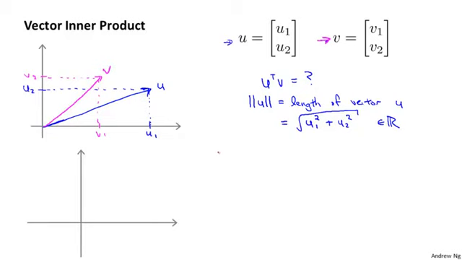Let's go back and look at how to compute the inner product between u and v. Here's how you can do it. We're going to take the vector v and project it down onto the vector u. So I'm going to take an orthogonal projection, or a 90-degree projection.